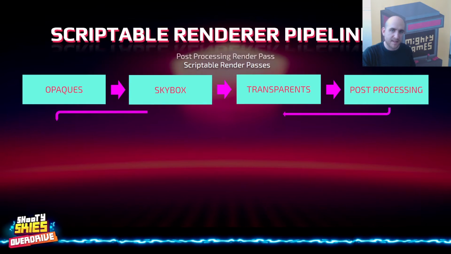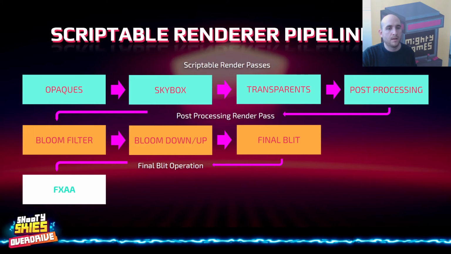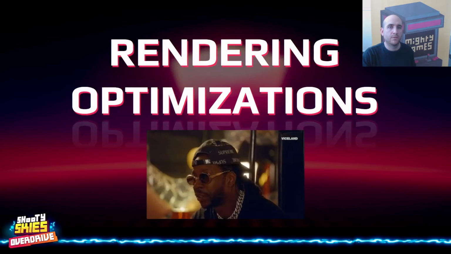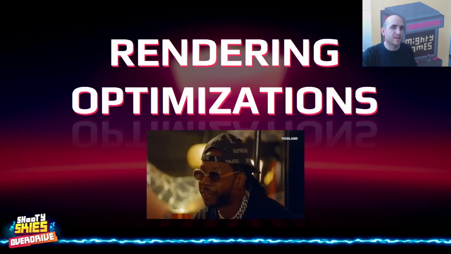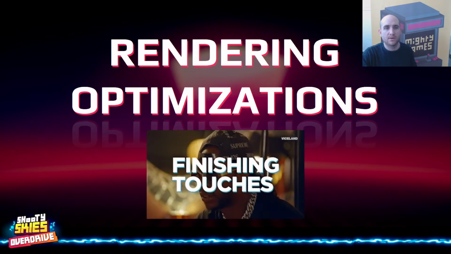So now with FXAA applied, our scriptable renderer looks like this. In our post-processing pass, we're doing our bloom filter and our downscaling and upscaling, and then within our final blit pass, we're doing our FXAA on the camera color texture. Then we're taking our bloom texture and adding it to that, and then we're outputting to the display. So this is pretty fast and pretty helpful. But as I was saying, we've still got some artifacts occurring, and there are certainly more ways that we can optimize it. So we'll go through them now.